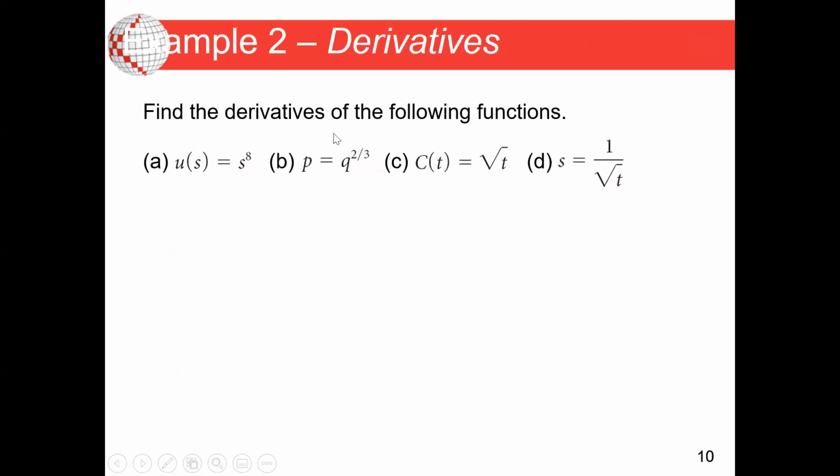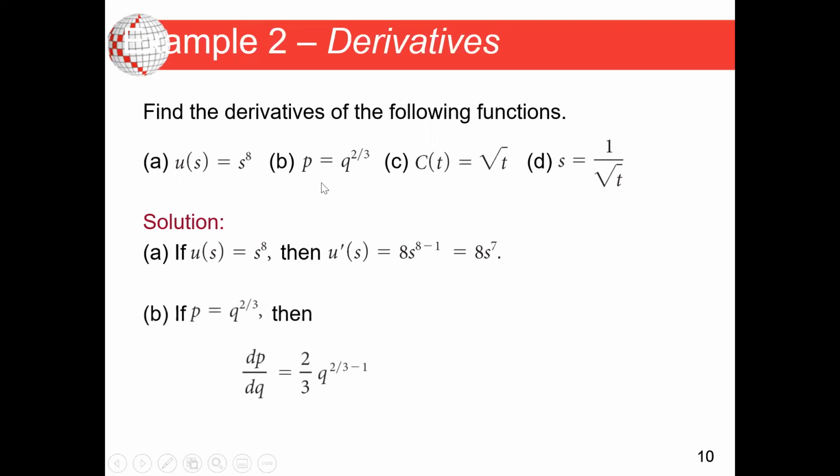Next example, find the derivative of the following function. The first, we have u at s equal to s to the power 8. So our answer will be 8 times s to the power 7. We multiply by the exponent value, then we subtract 1 from the exponent value to be the new exponent value. So it will be 7.